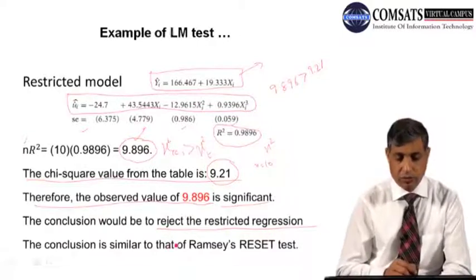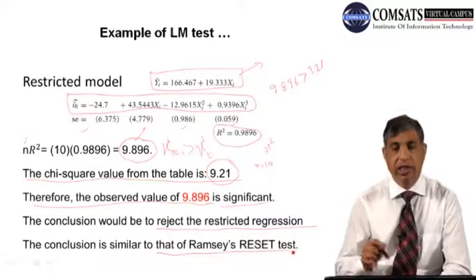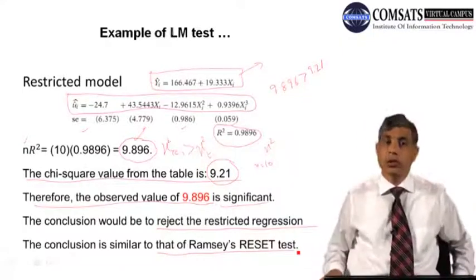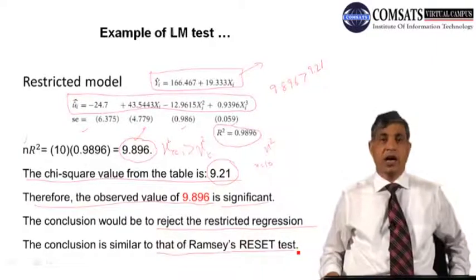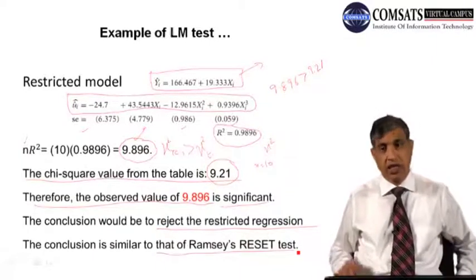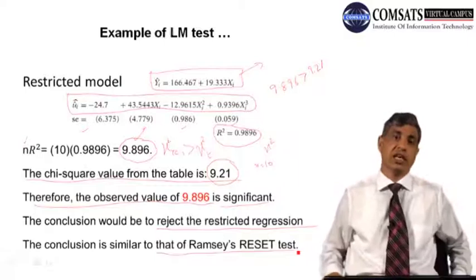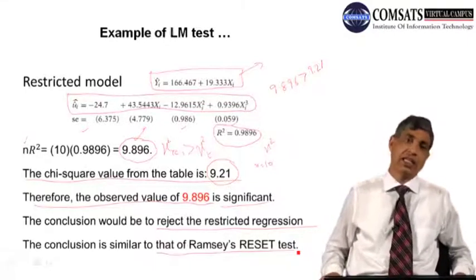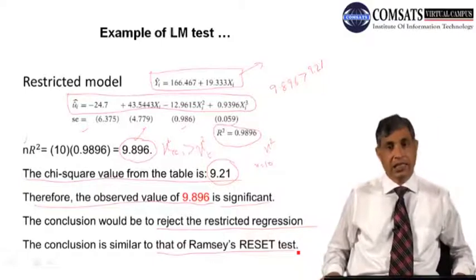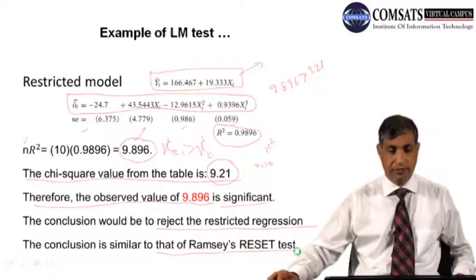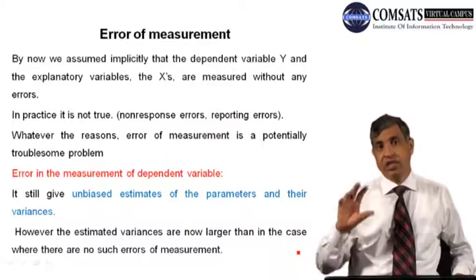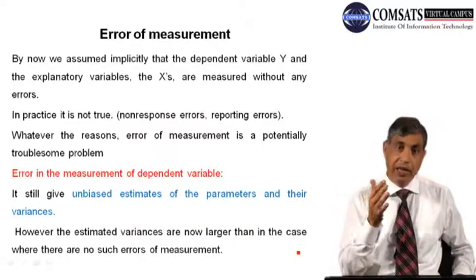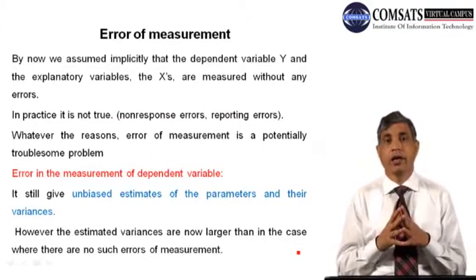The conclusion is similar to that of the Ramsey RESET test. In the Ramsey RESET test we also rejected the null hypothesis and said that the model is misspecified. The only change is that there we said this is the true model and the old model, while here we are saying this is the restricted model and this is the unrestricted model. This was our discussion about only one thing, that the model is underfitted.